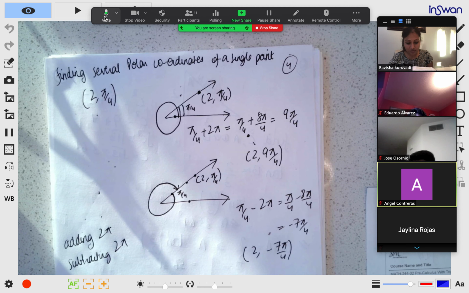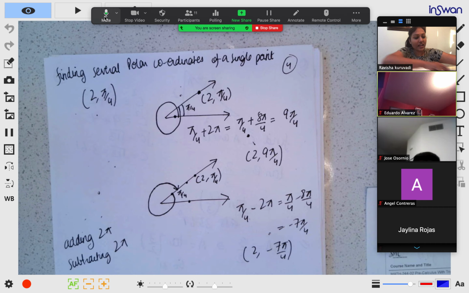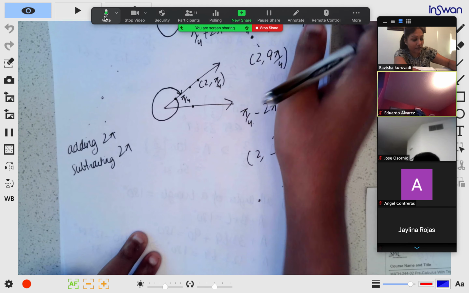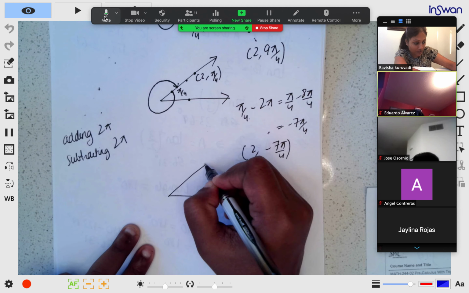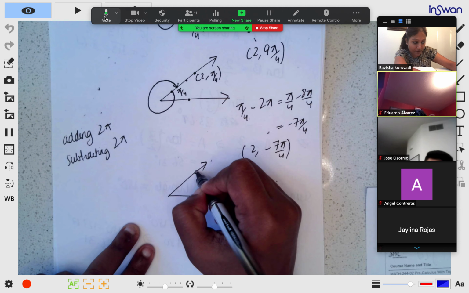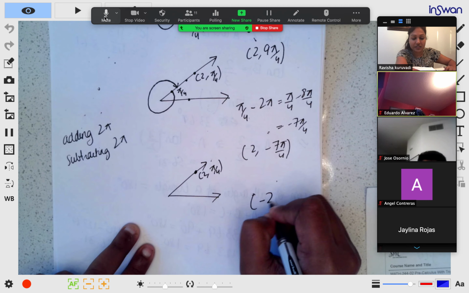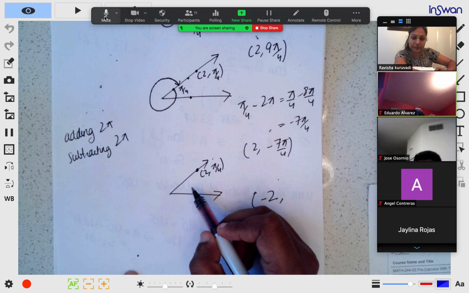Can anyone suggest, is there any other coordinate? We can do the positive version of that, right? Or no? There is one more coordinate. I will give you an idea. This was my coordinate here initially. This was my point. This was pi by 4. I want something with negative r, negative 2. Negative 2 of what angle do you think will be this point?